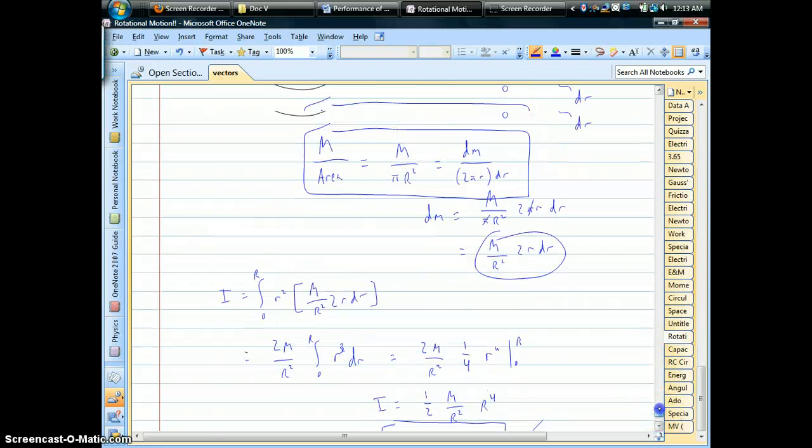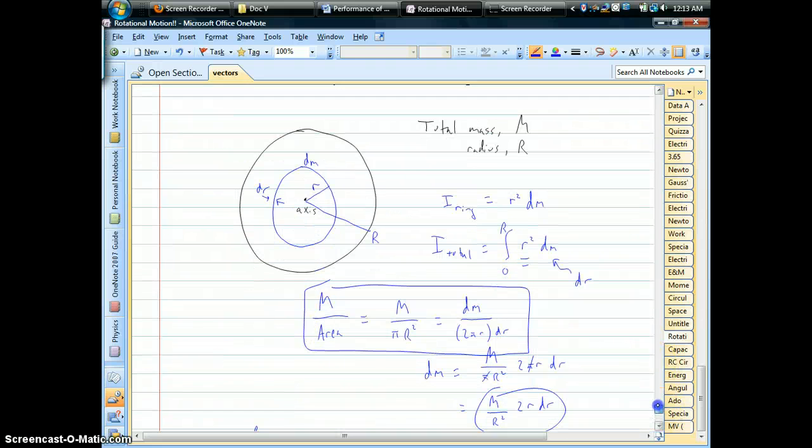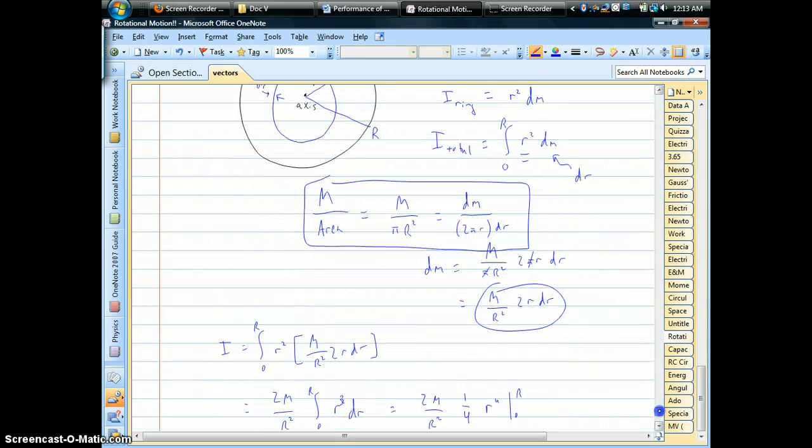So this one's definitely trickier than sticks, a little more involved, and I hope it helps just to have another example of how these integrals work and how to set them up.